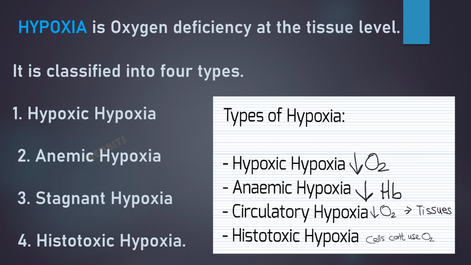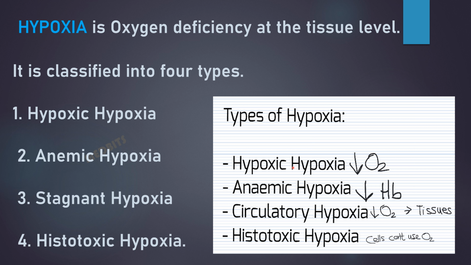Okay guys, now we have reached the summary of hypoxia. As you all know, the definition is oxygen deficiency at the tissue level, right? And there are 4 types of hypoxia: hypoxic hypoxia, anemic hypoxia, stagnant hypoxia, and histotoxic hypoxia. Now let's pick them one by one, okay? The first one is hypoxic hypoxia. In this condition, the PO2 will be reduced. PO2 means partial pressure of oxygen, and then oxygen content and oxygen saturation level also will be reduced.